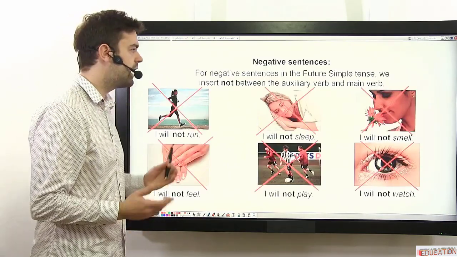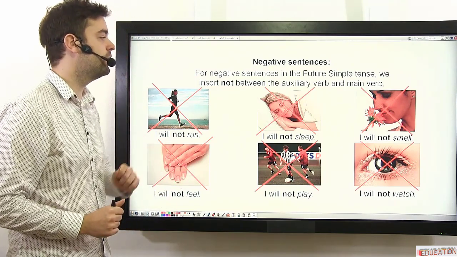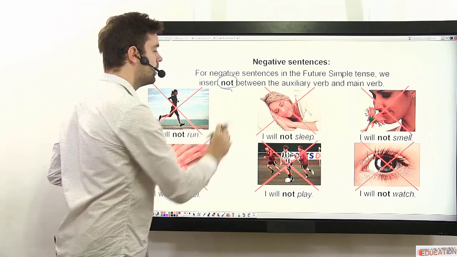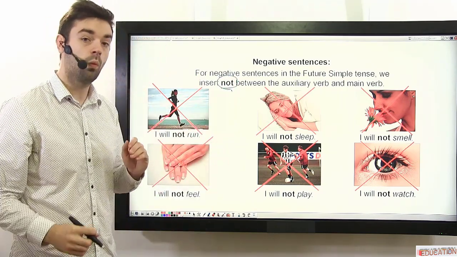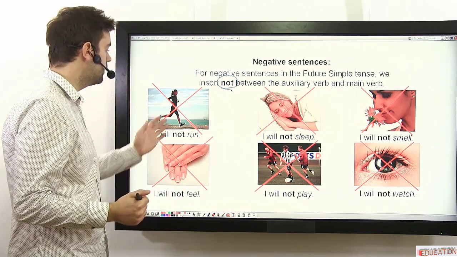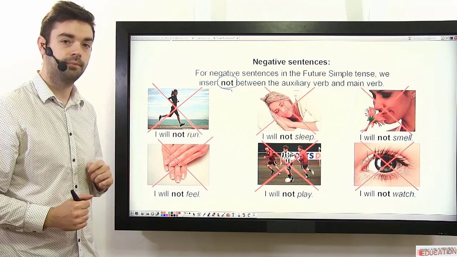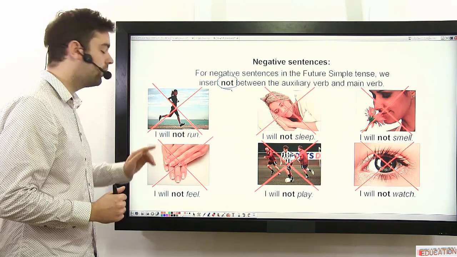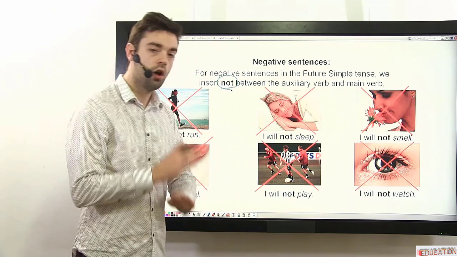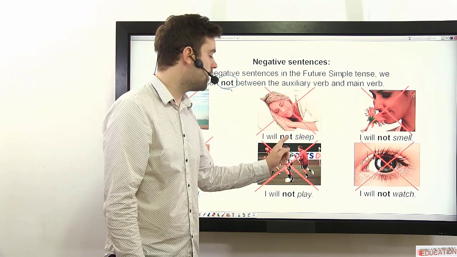What about negative sentences? Well, for negative sentences in the future simple tense, we insert not between the auxiliary verb, will, and the main verb, the action. For example, I will not run. I will not sleep.